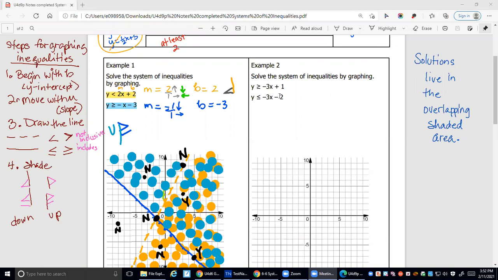So example 2, we want to solve the systems of inequalities by graphing, right? So the first thing we're going to do is identify our m and our b.